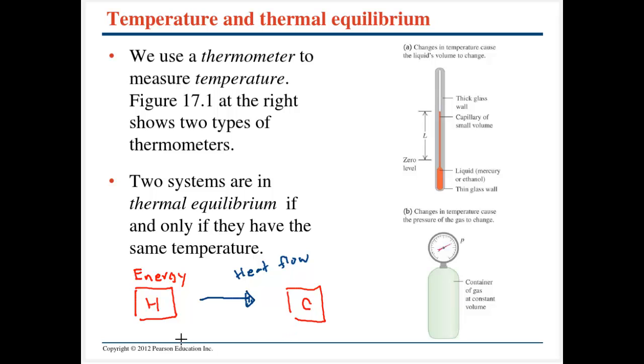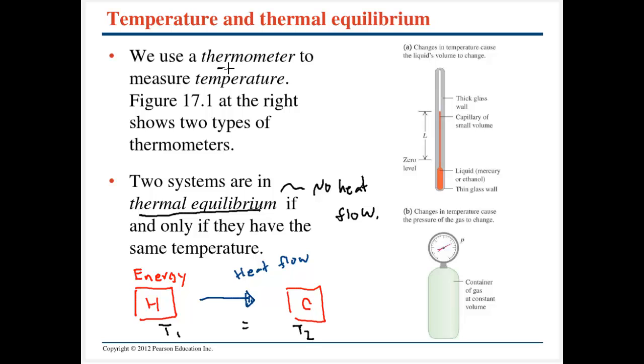If these two objects are now at the same exact temperature, so temperature 1 is equal to temperature 2, then we're going to say that these objects are in thermal equilibrium if and only if they have the same temperature, and so no heat will be flowing between them. So no energy will be transferred from one to the other if they have the same temperature.